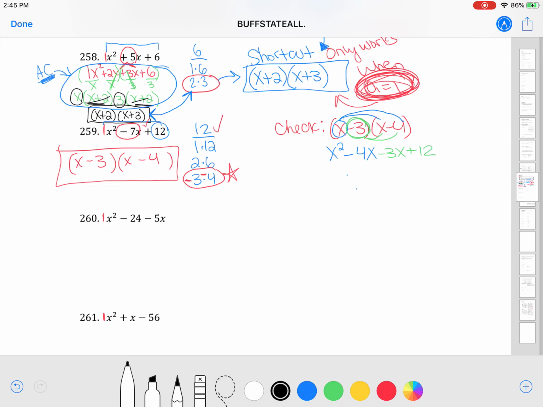Notice why it needs to multiply to 12: these two numbers multiplied together to get 12, and it has to add to the middle number, because when I add those two numbers together, I get minus 7x, and it does check. Think about the AC method. You split up that minus 7x into those two numbers, and then you do grouping to get to this answer. We're just going forwards and backwards over and over again.